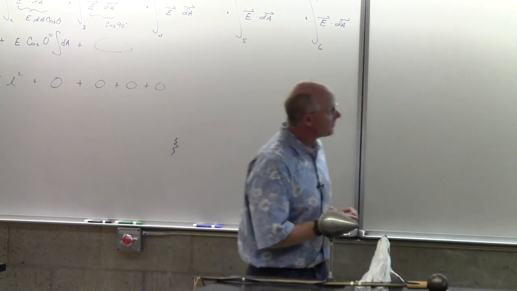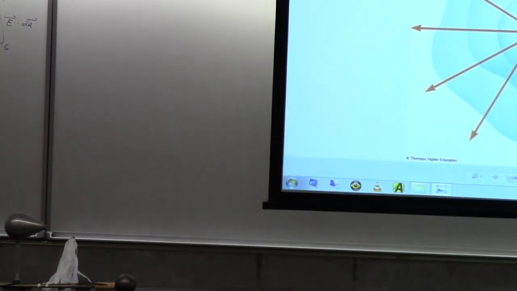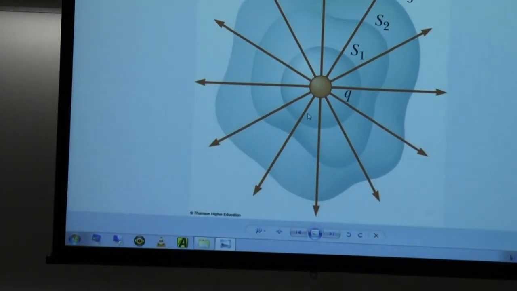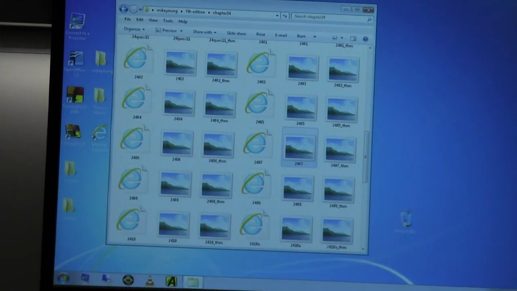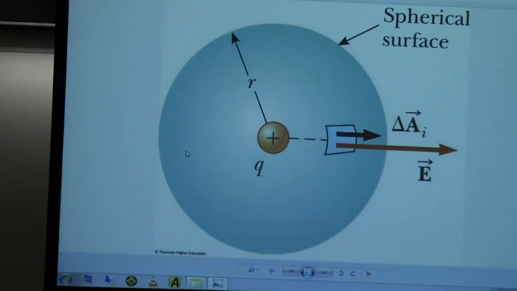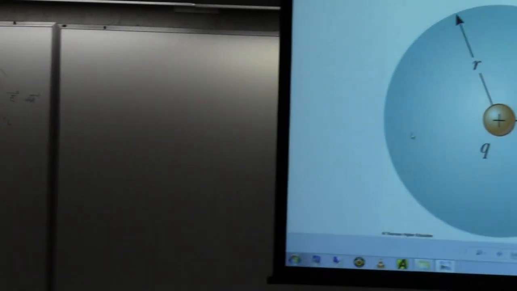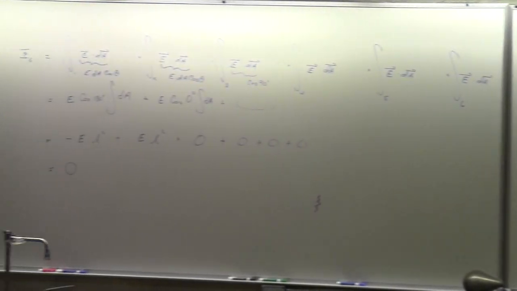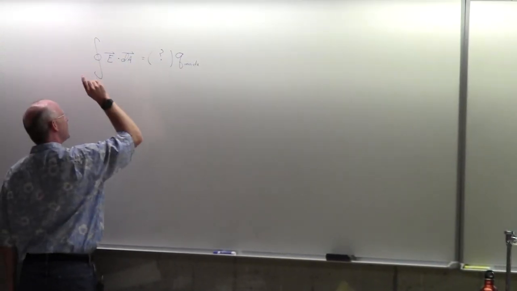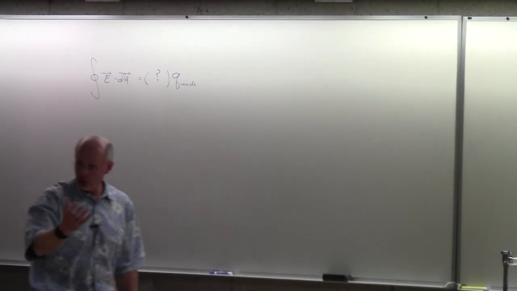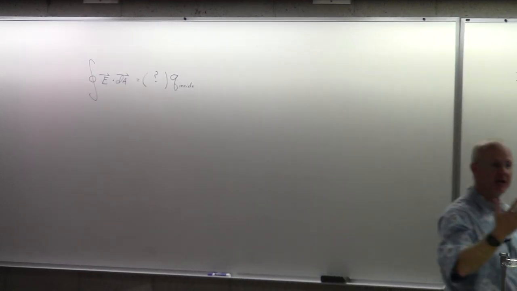But let me drop one more picture. Let me get rid of those three surfaces and just focus on surface number one. Surface number one looks something a little more like this. And I claim that you can calculate the flux from that. It's going to take a little cleverness. That's what I want you to see. But let's do this integral. Remember we did the cube? Now let's do a sphere.